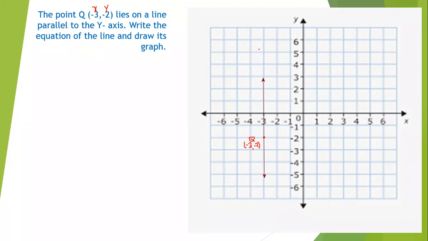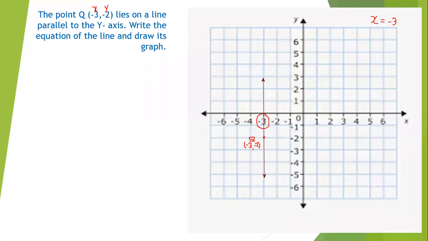Now, this line is passing through which axis? It is passing through x-axis, right? So, we will write first, over here I am writing x, right? Then put equal to sign. Now, from which coordinate it is passing? It is passing through -3, right? So, here we will write -3. So the equation of the line is x equal to -3. This we have done yesterday also.